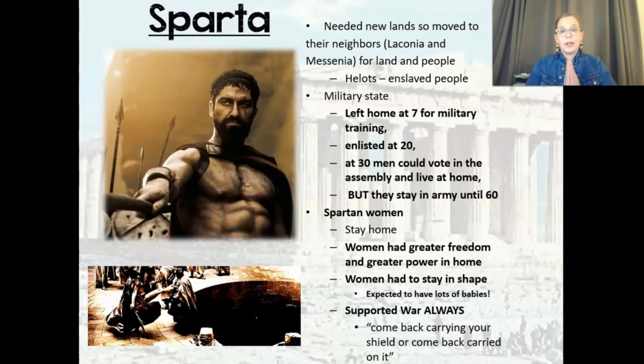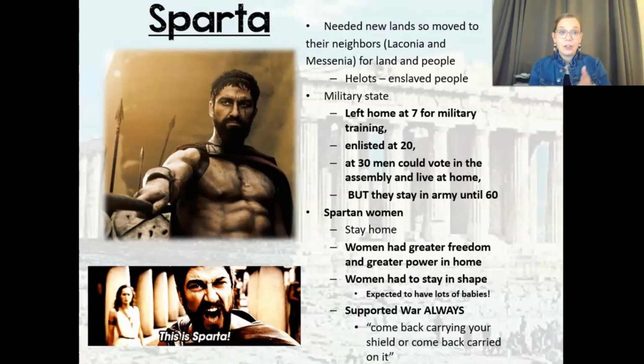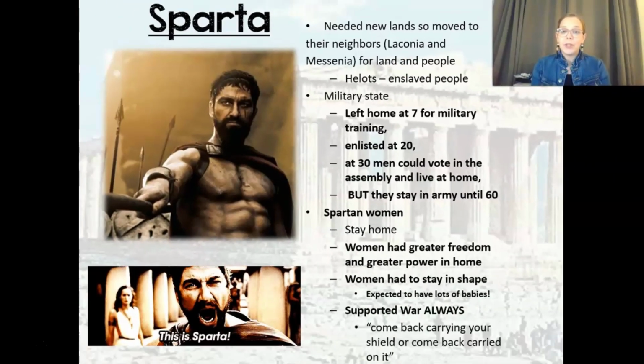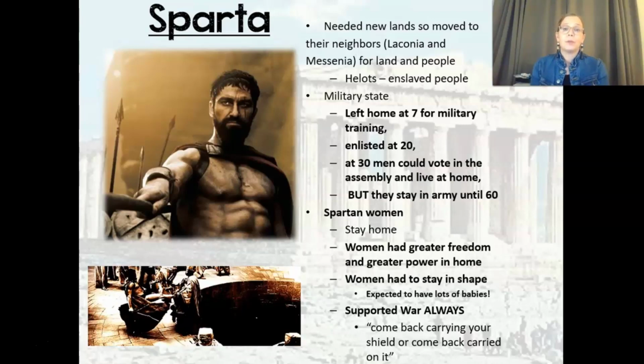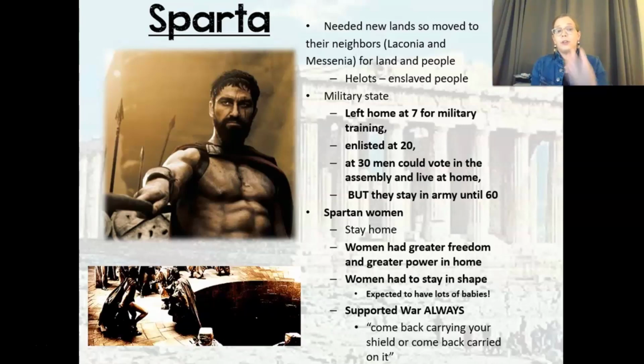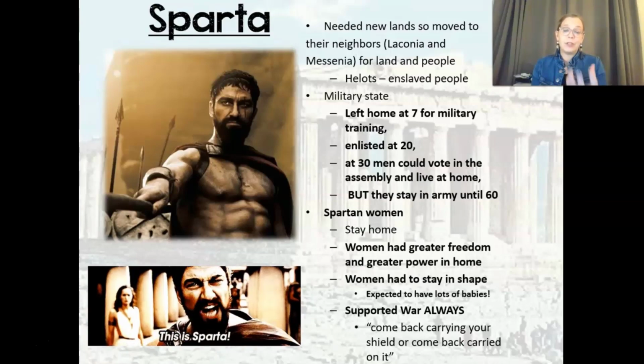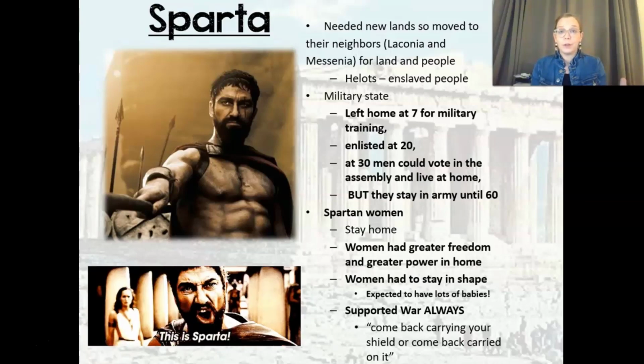Boys in Sparta left home at the age of 7 to start their military training, which is just kind of crazy to think of a 7-year-old kid, a first grader, going off to learn how to fight. But that's just how their lives were. So when you were young, you went off to war. And when you were 20, you finished your training and you were enlisted in the army. And you stayed there for most of your life.